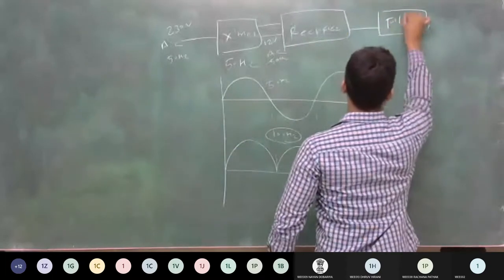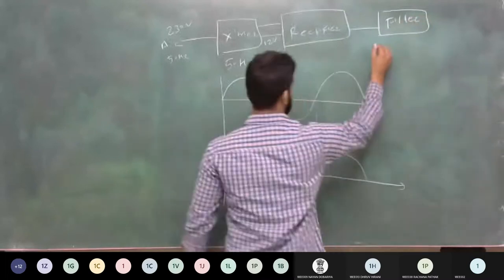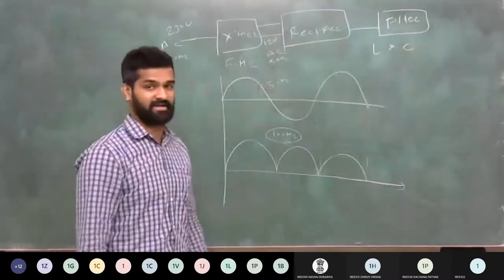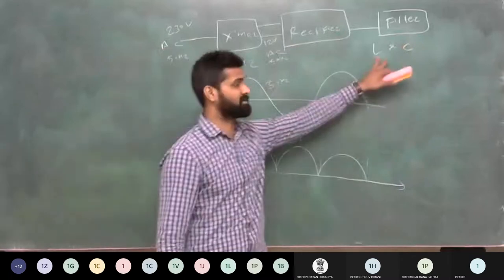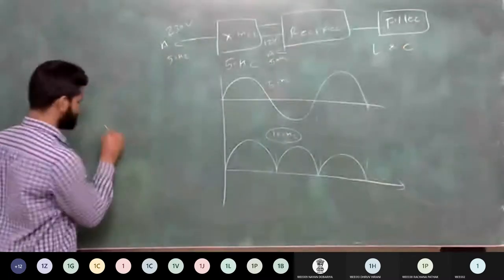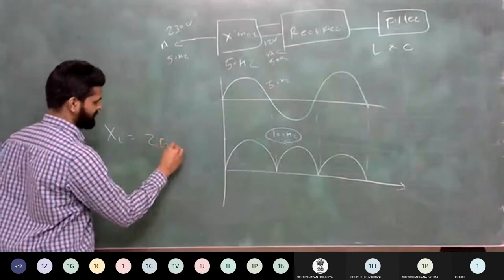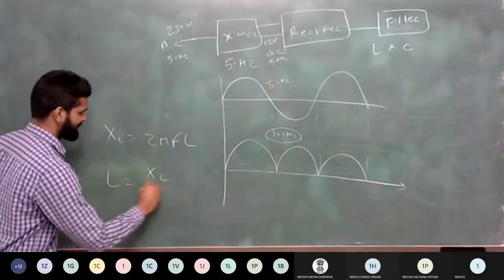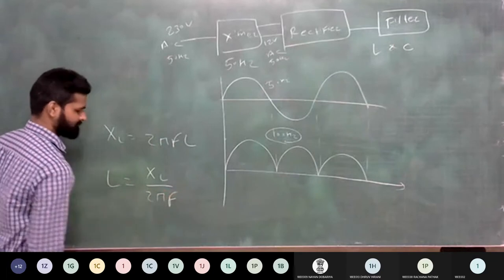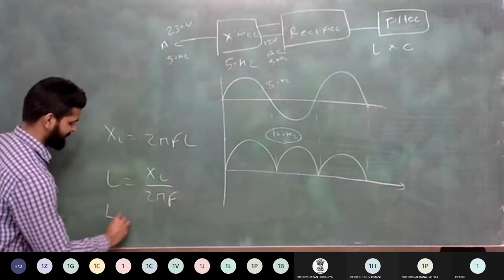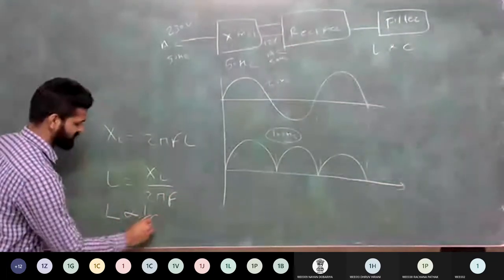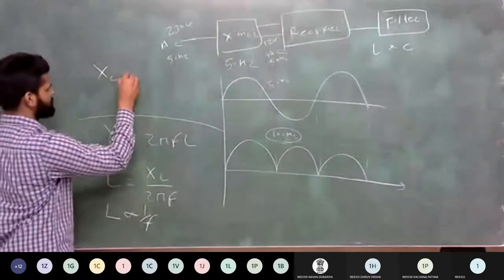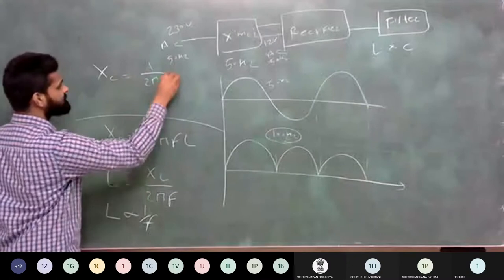Filter is what basically? Passive filter. It is a combination of inductor and capacitor. We use it as a filter. So as you know, the equation of XL is 2 pi f into L. Okay, L is equal to what? XL divided by 2 pi f. It means what? Your inductor is inversely proportional to frequency. Same way, the XC is what? 1 upon 2 pi f C.